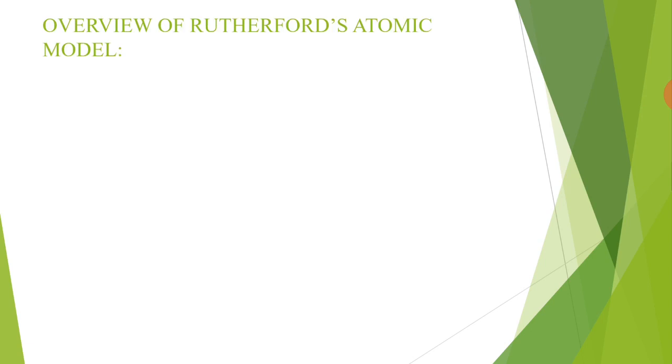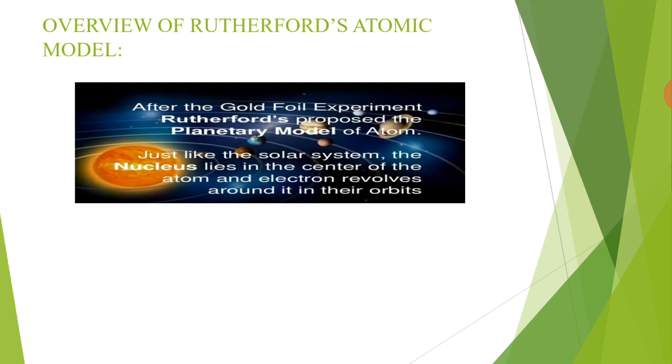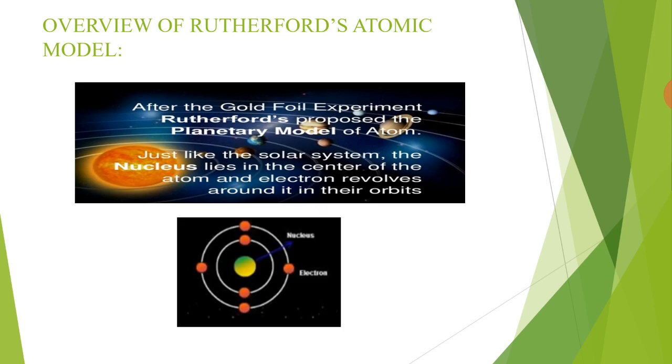Let's overview the Rutherford atomic model. After the Goldfoil experiment, Rutherford proposed the planetary model of an atom. Just like the solar system, the nucleus lies in the center of the atom. An electron revolves around it in the orbit.